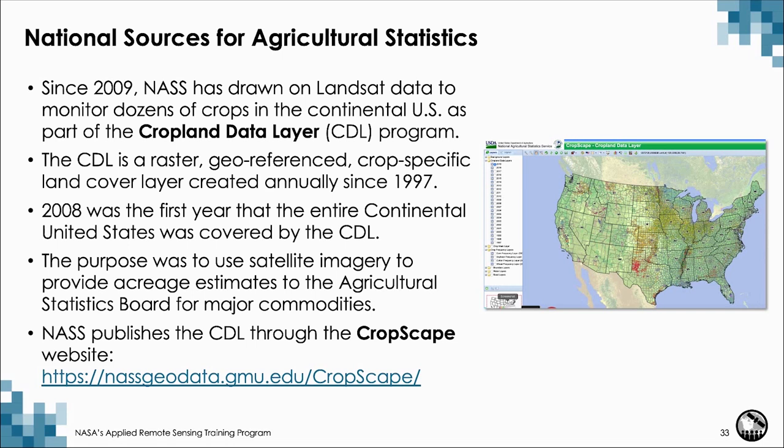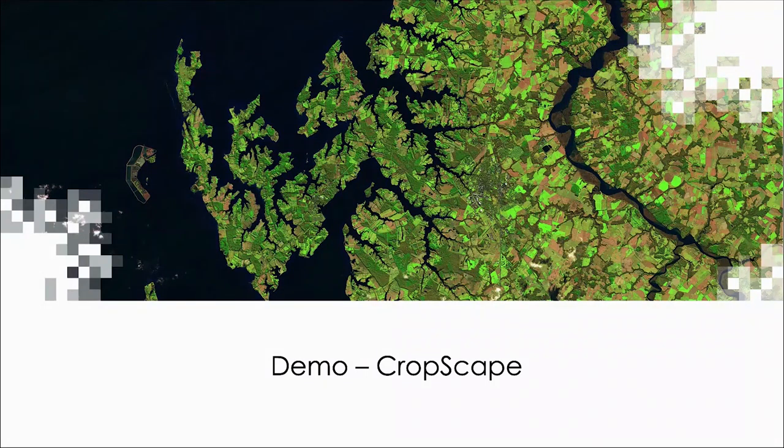In 2010, NASS launched CropScape, a geospatial portal allowing interactive browsing and querying of the Cropland Data Layer. The purpose was to use satellite imagery to provide acreage estimates to the Agricultural Statistics Board for major commodities. CropScape is just one of several geospatial data products provided by NASS on their website. The following demo will show you how to access and download Cropland data from NASS's CropScape web portal.